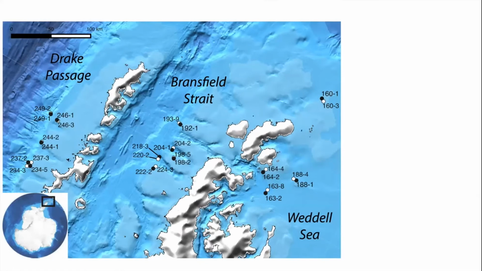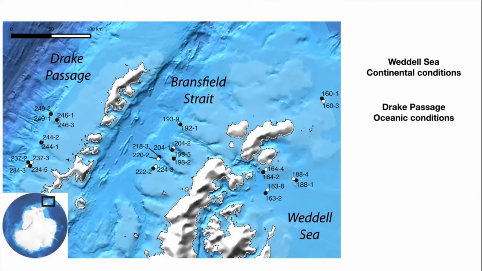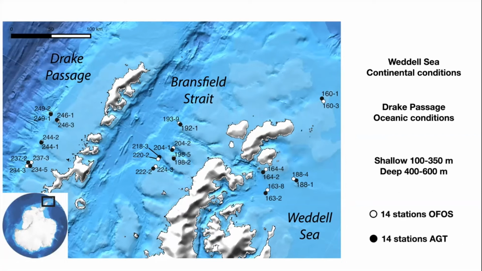The sampling area is the Antarctic Peninsula, three different areas: the Drake Passage with oceanic conditions, the Weddell Sea with continental conditions, and then the Bransfield Strait that is a mix between the conditions of the Weddell Sea and the Drake Passage. 14 stations were sampled in these three different areas, and also at two different depths: shallow from 100 to 350, and deep from 400 to 600.